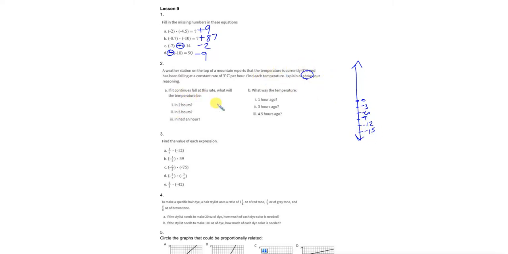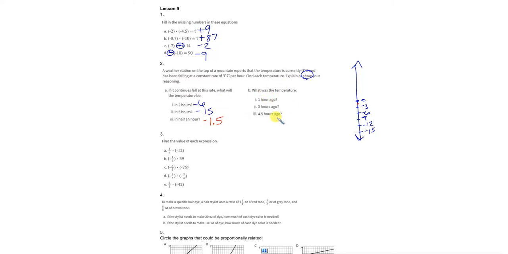If this continues to fall at this rate, what will be the temperature in 2 hours? So what will it be at 2 hours? So 1 hour, 2 hours, that would be at negative 6. 5 hours: 1 hour, 2, 3, 4, 5 hours would be at negative 15. And a half of an hour. Okay, one is negative 3. So halfway between there would be at this point, and between 0 and 3 would be 1.5. So negative 1.5. Easy enough.